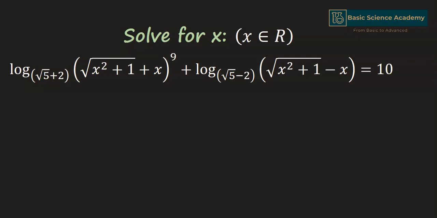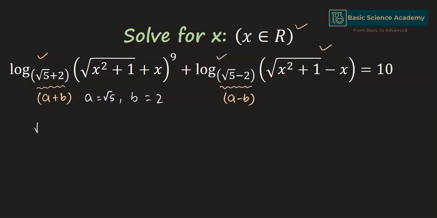In this video, we are going to solve for x in this equation where x belongs to R. We have square root 5 plus 2 and square root 5 minus 2 as the bases of these two log expressions, which are in the form of a plus b and a minus b, where a is equal to square root 5 and b is equal to 2.